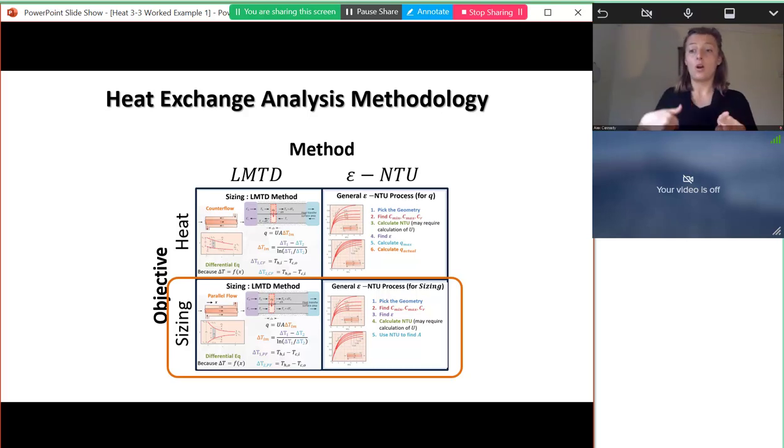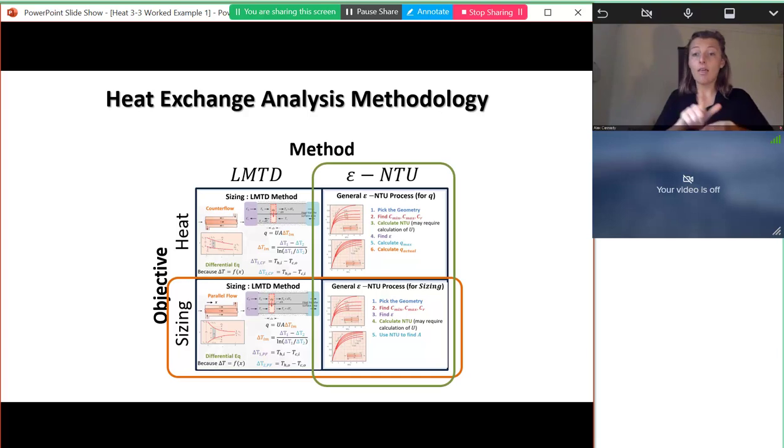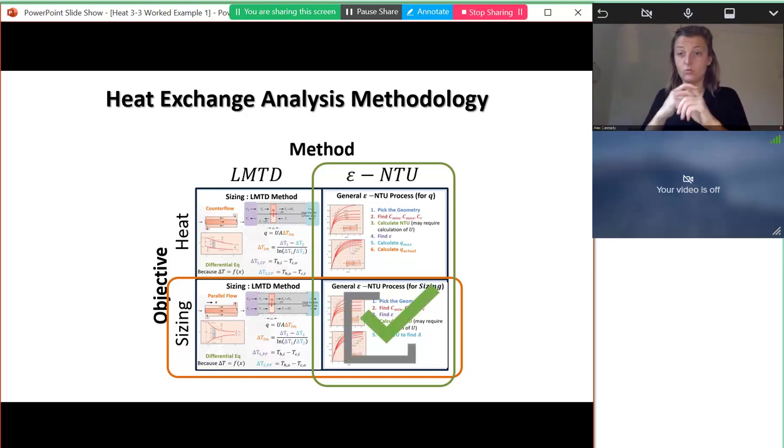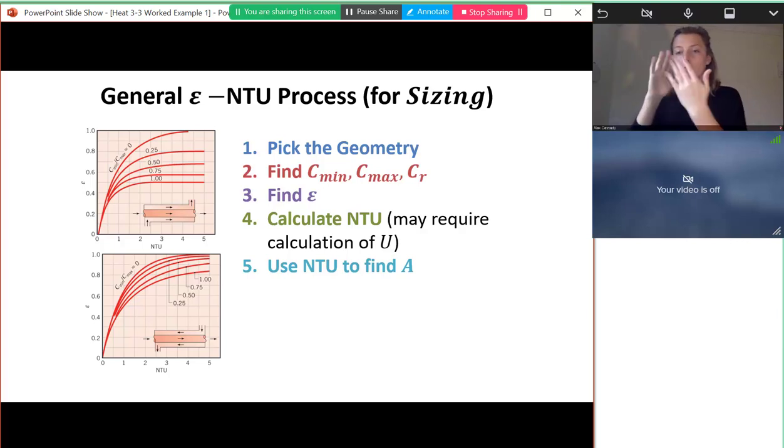So here they're asking us for the length of the tubes, which tells us something about the size. Ultimately the length will tell us what the heat transfer area is. And because we have a fairly complicated geometry, we're going to use the effectiveness-NTU method. I have a flow chart for how to do these problems. First, I want to pick the geometry. Then I want to find my big C values. Then I'll find effectiveness using the definition. I'll use the value for effectiveness to find NTU using one of the correlations in the textbook. And then I'll use NTU to find A, because the definition of NTU has an A in it.